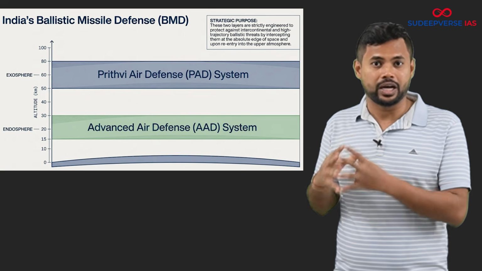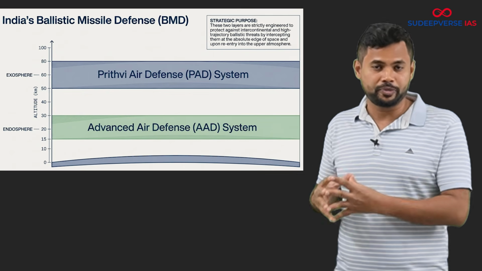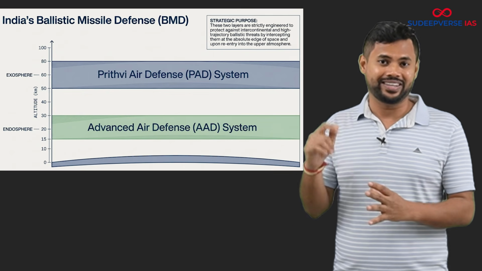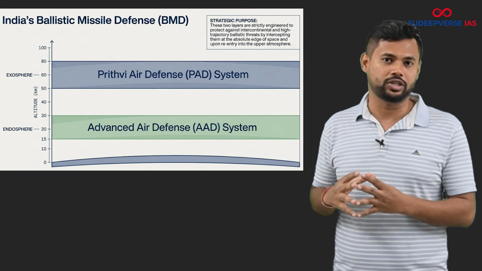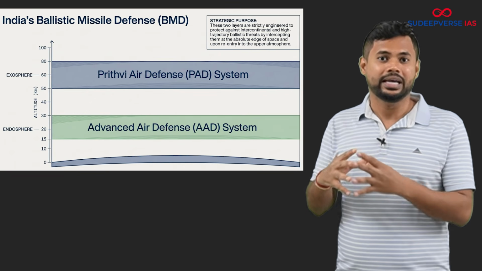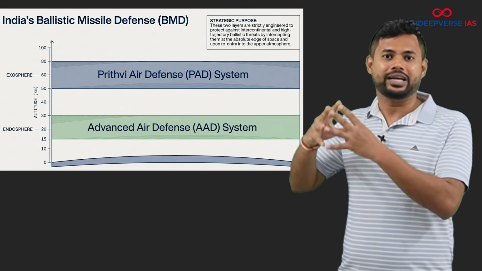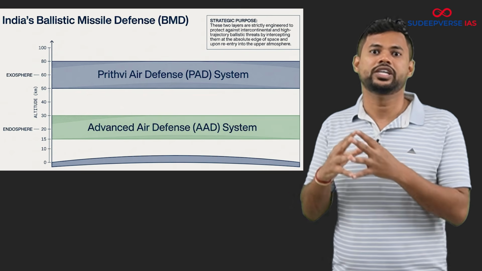Endosphere is protected by the Advanced Air Defense system, where the interception is done between 15 to 30 kilometers, whereas exosphere is protected by the Prithvi Air Defense system, where the interceptor missile is Prithvi and the interception happens at an altitude of 50 to 80 kilometers. So this is how our air defense system against ballistic missiles is designed.